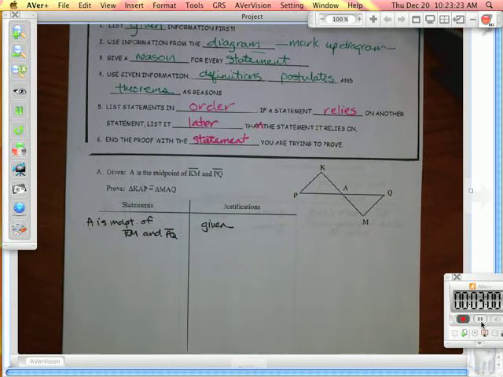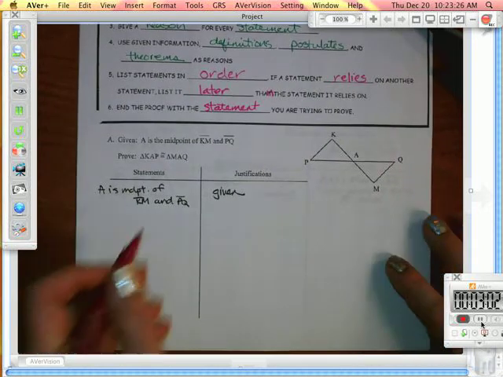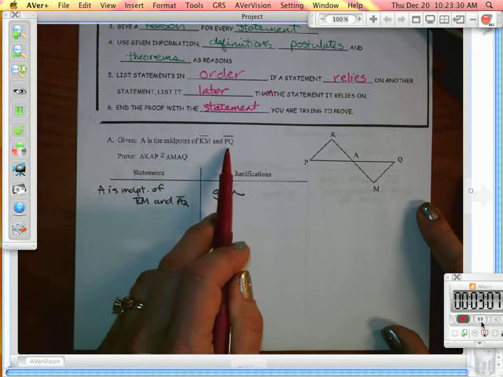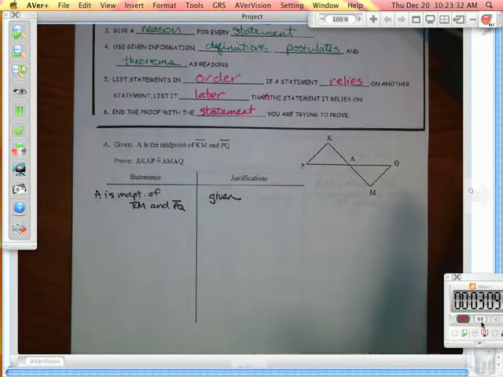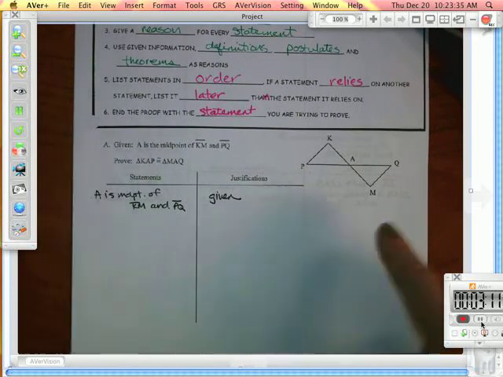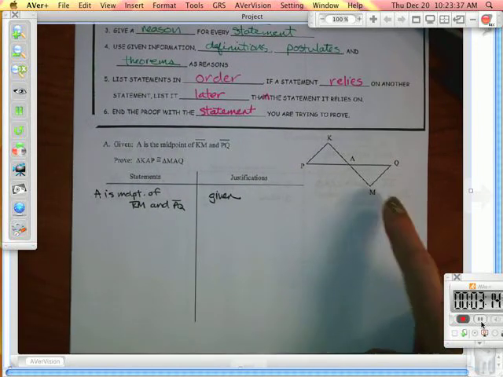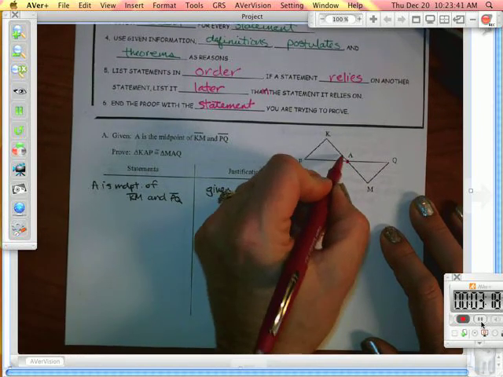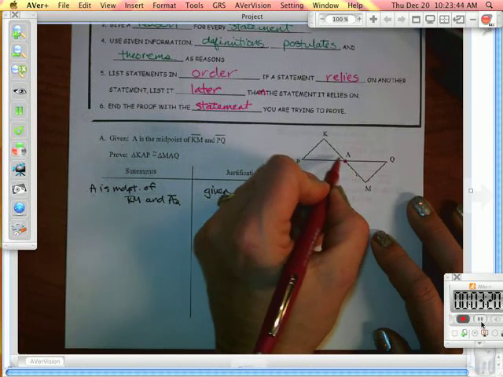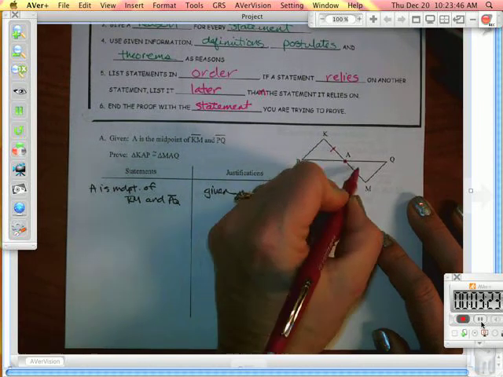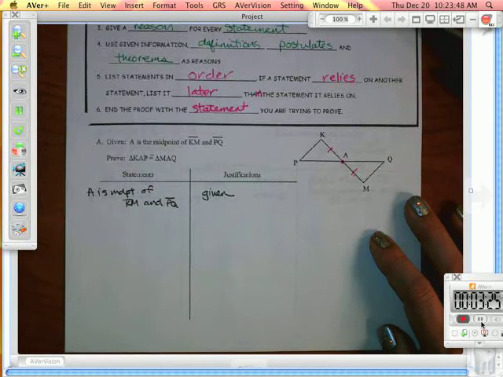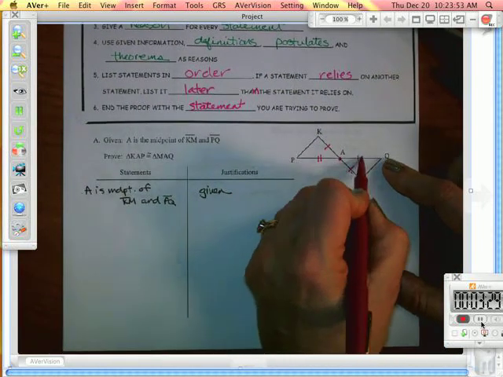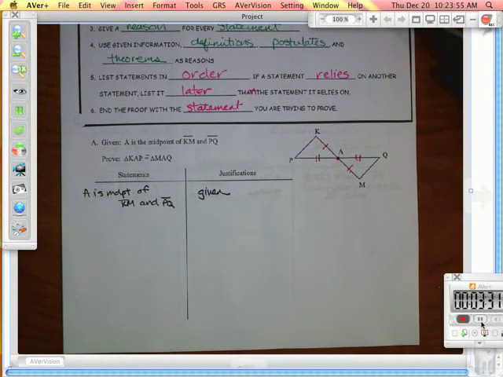All right, let's go. So first of all, what they gave me here is A is the midpoint of KM and PQ. At this point, I'm going to mark up what I know on my drawing. So A is the midpoint of KM. What does that tell me about this piece and this piece? If A is the midpoint, I know this and this are congruent, correct? If it's the midpoint of this, I also know that that and that are congruent. This is all given to me.